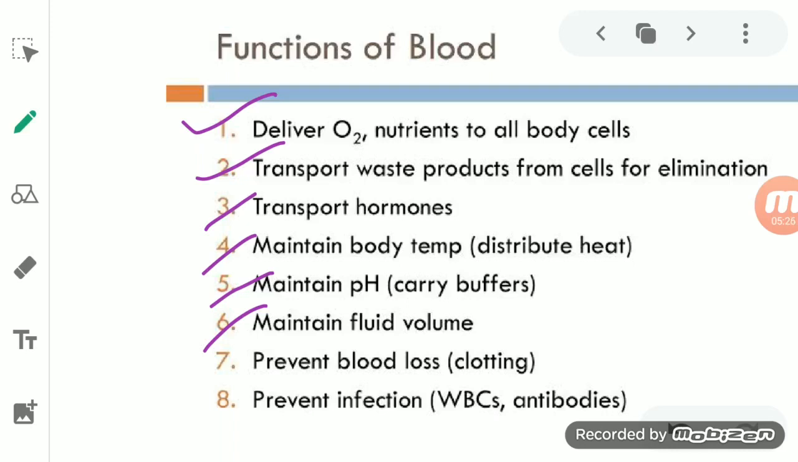Whenever you get a cut at a certain place, you will see that blood starts coming outside. If there is no clotting, the blood will continuously come outside, and it will be life threatening. So these blood platelets help in clotting of the blood, due to which loss of the blood will be prevented. So it helps in preventing blood loss, or we can say it helps in clotting of the blood.